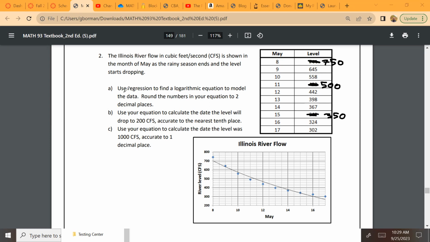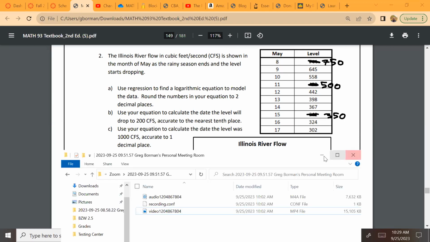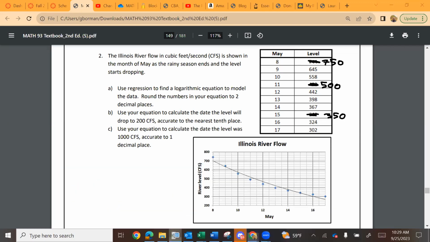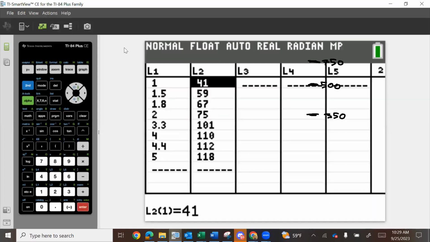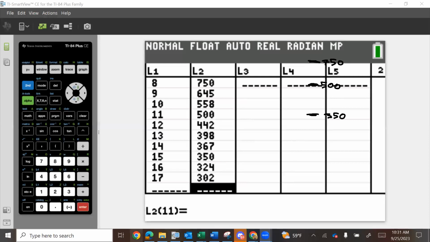Okay, so it says start off with regression. Okay, 2 decimal places. Well, that's nice. That's not the hardest thing in the world. And so we'll go stat, enter, and I'll pause the show. Okay, so we got that. And so all my data is plugged in there.